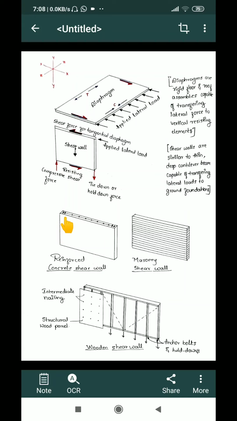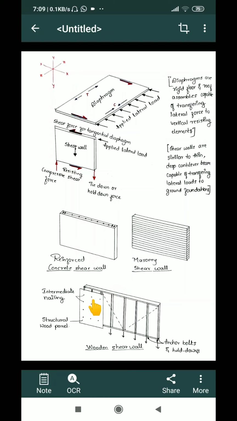are much stronger. If it is a masonry shear wall, there will be brick masonry layers, and in between the masonry layers there will be reinforcement provided. Usually for this type, hollow bricks are used, and in the hollow sections of the brick, reinforcements are inserted inside the masonry wall.